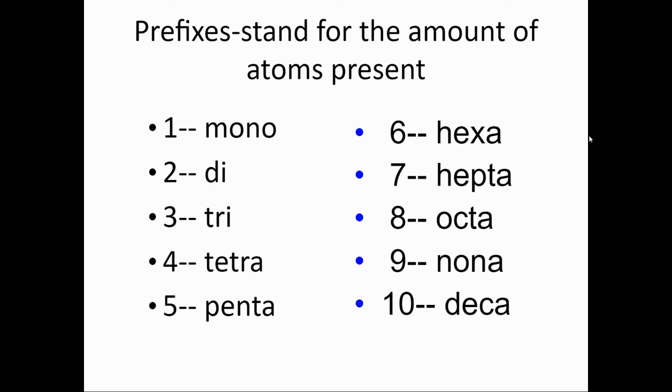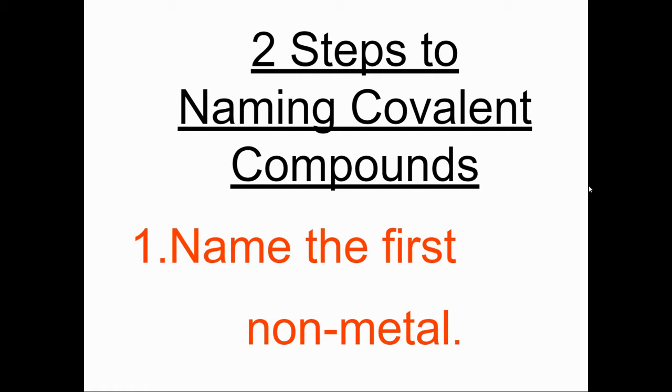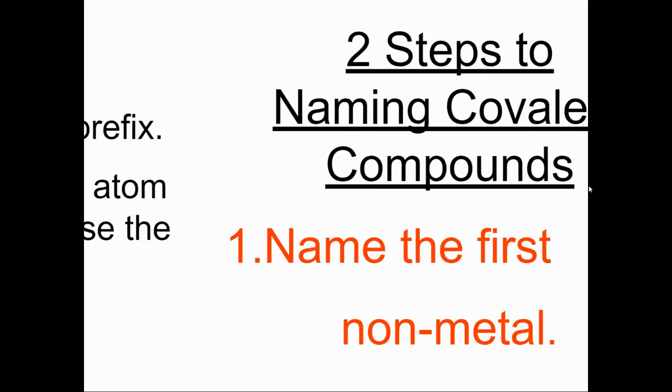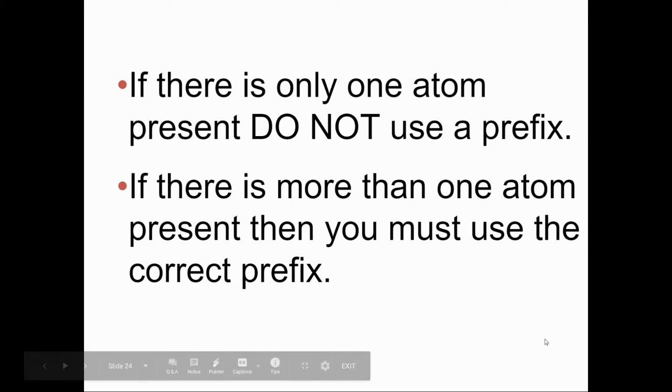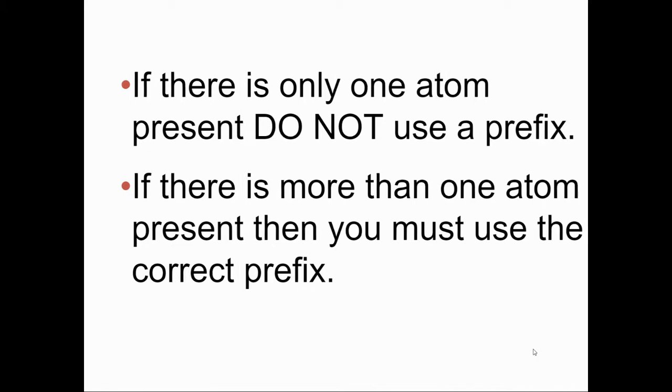All right, so I told you to write down the prefixes and what they stand for. Here's another opportunity. If you didn't get those, feel free, pause, go ahead and get that. Okay, so the prefix is going to stand for the amount of atoms present. And then you'll see what I mean here in a minute. So steps of naming covalent compounds. First, we want to name the first non-metal. So if there is only one atom present, do not use a prefix. If there is more than one atom present, then you must use the correct prefix.